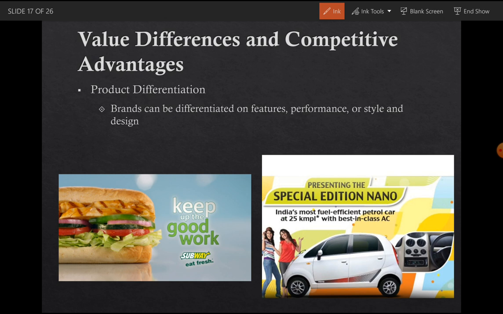Or the normal, like McDonald's doesn't offer you any sort of sandwich. So what they deal in is the burger. Similarly, over here, this is the car which is India's most fuel efficient petrol car, which is probably Tata Nano, right? Whether it's still there or not, at one time Tata actually offered this Nano.